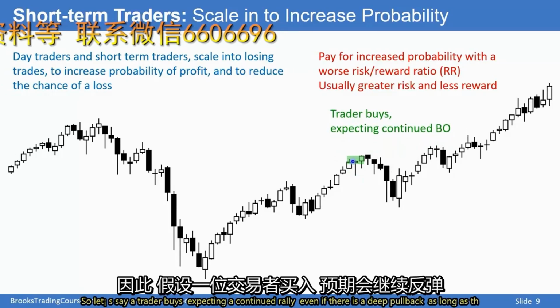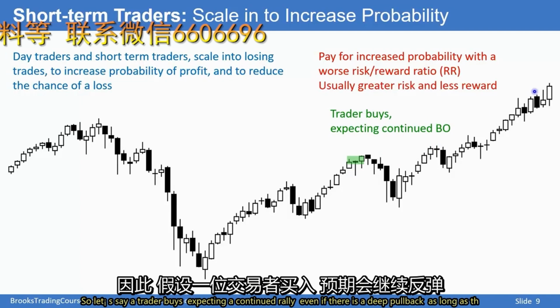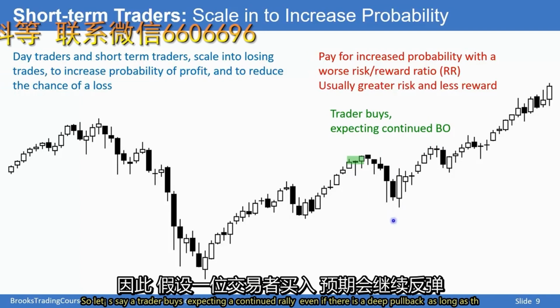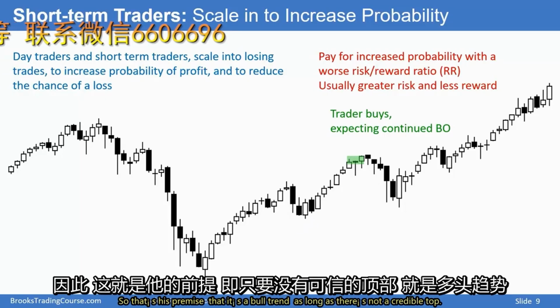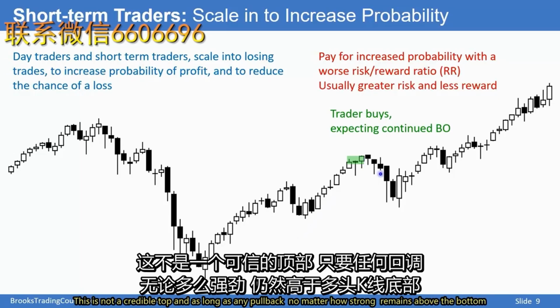So let's say a trader buys expecting a continued rally, even if there is a deep pullback, as long as the pullback remains above the bottom of the most recent bull breakout. So that's his premise, that it's a bull trend as long as there's not a credible top. This is not a credible top. And as long as any pullback, no matter how strong, remains above the bottom of the bull leg.